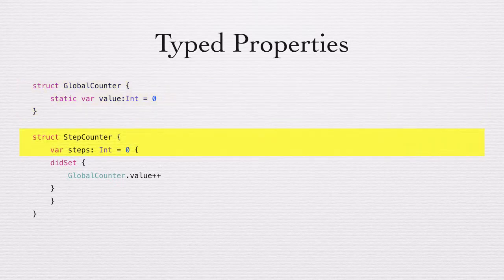The step counter structure declares a variable called steps with an initial value of 0. Whenever the value of steps variable is set, we increment the global counter in the didSet callback method. Note that we do not create an instance of global counter to access the value property.